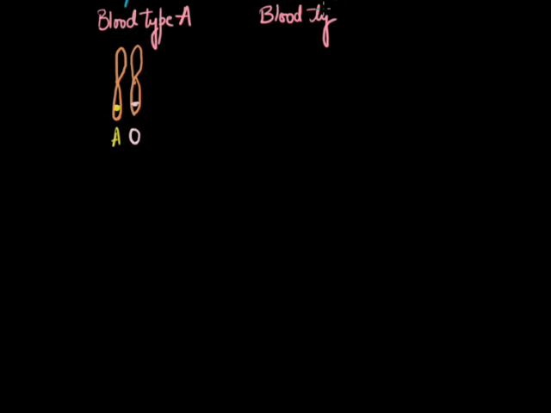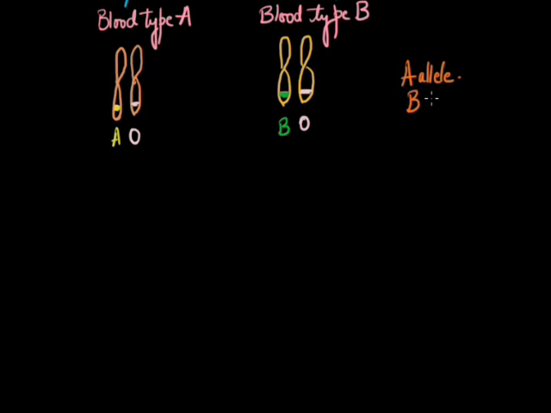Let's see the example in more detail. Blood type A will have a chromosome like this, in which this is the allele for A and this is for O. And for blood type B, we have a chromosome, suppose this is for B, in green color, and for O it is the same. Here the A allele and B allele are codominant, and the O allele is recessive.